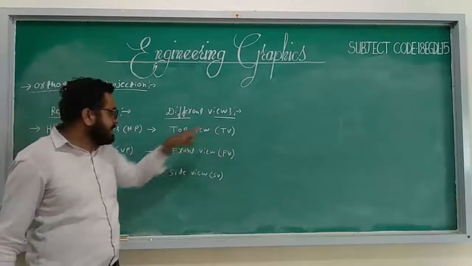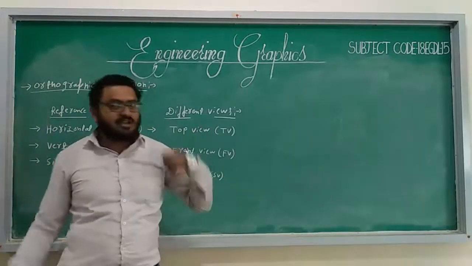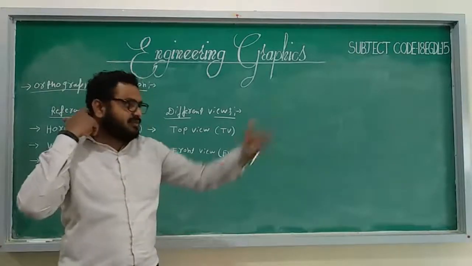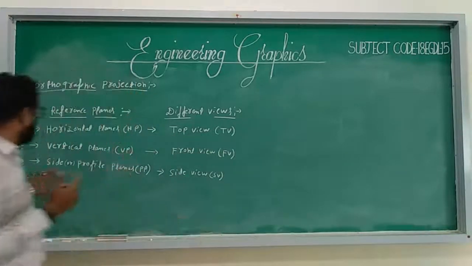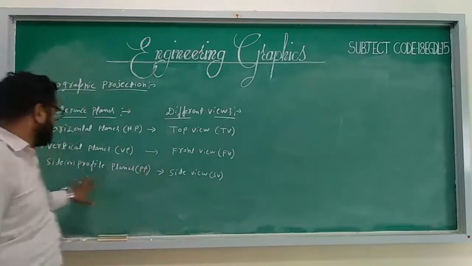Top view, TV, and side views on the side walls. There will be a left side view and a right side view. Those side views will come on the side wall, which can be called the side or profile plane. The side views will come on that.